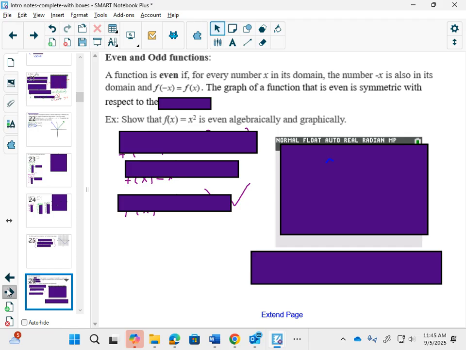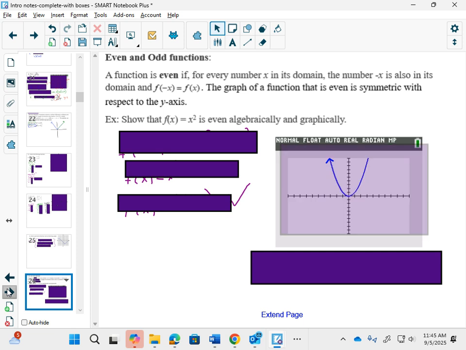Graphically, even functions are a nice reflection over the y-axis. If you take half of it, reflect it over the y-axis, and it matches the other half, you have an even function. So not all parabolas are even functions, because if I take the x squared graph and move it 2 to the left, it's no longer an even function because it doesn't reflect nicely from one side to the other. It has to reflect perfectly over the y-axis. So we say it's symmetric with the y-axis. So here's our graph of our parabola. If you take either half of it and flip it over the y-axis, it matches up with the other half.